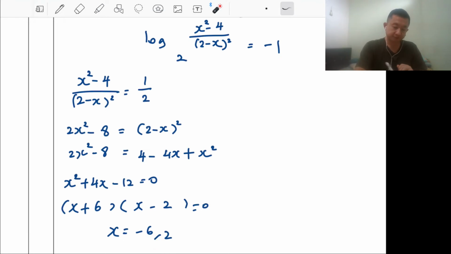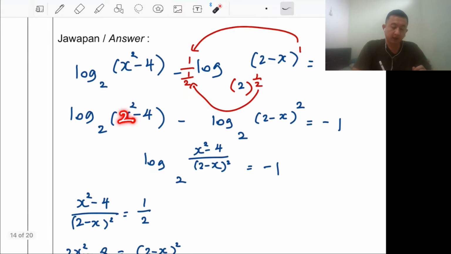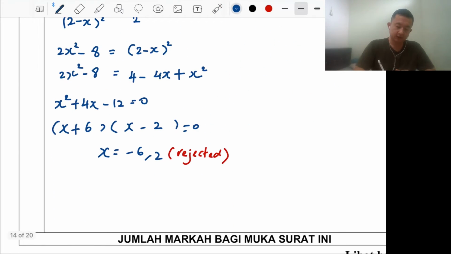Because you see, I reject 2. Because if I sub the value of 2 into here, I will have 0. And you can't have a value which is a 0 for a log. It has to be a positive value. You can try putting log 0 into calculator. It will be an error, mathematical error. Therefore, the final answer should be just x equals to -6.